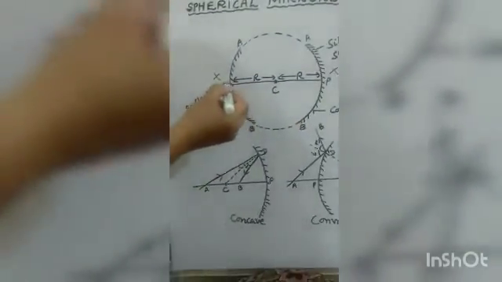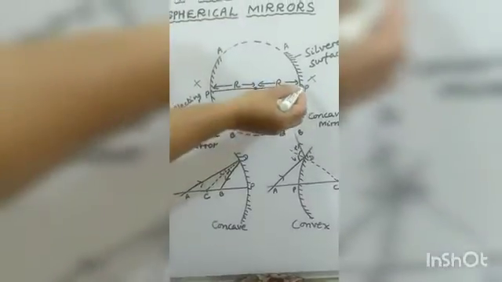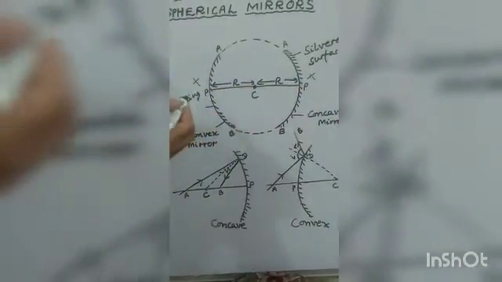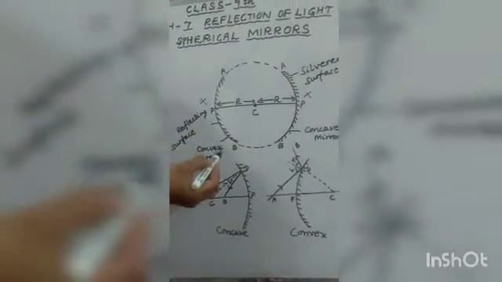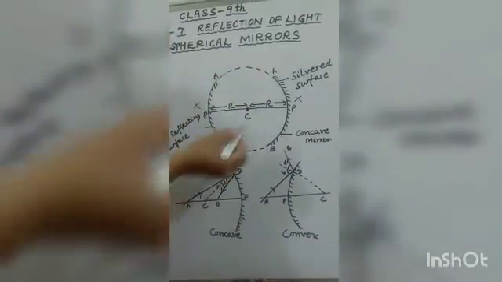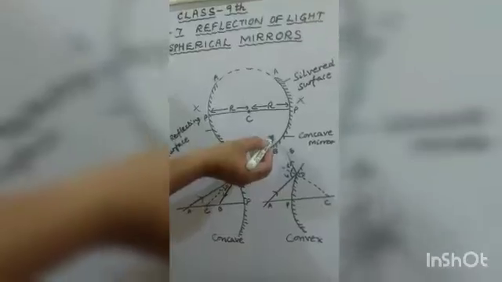Now children, this line which is passing through the center of curvature and the pole, that is called the principal axis. And aperture, the plane surface area of the mirror through which the light rays enter and fall on the mirror. See this surface AB, that is called the aperture of the mirror.